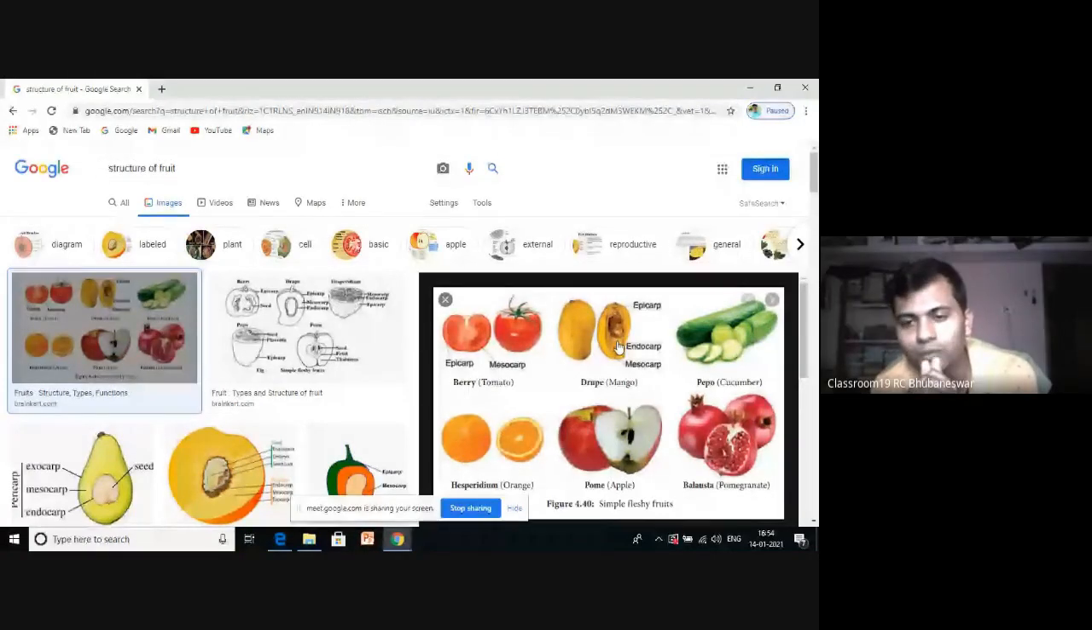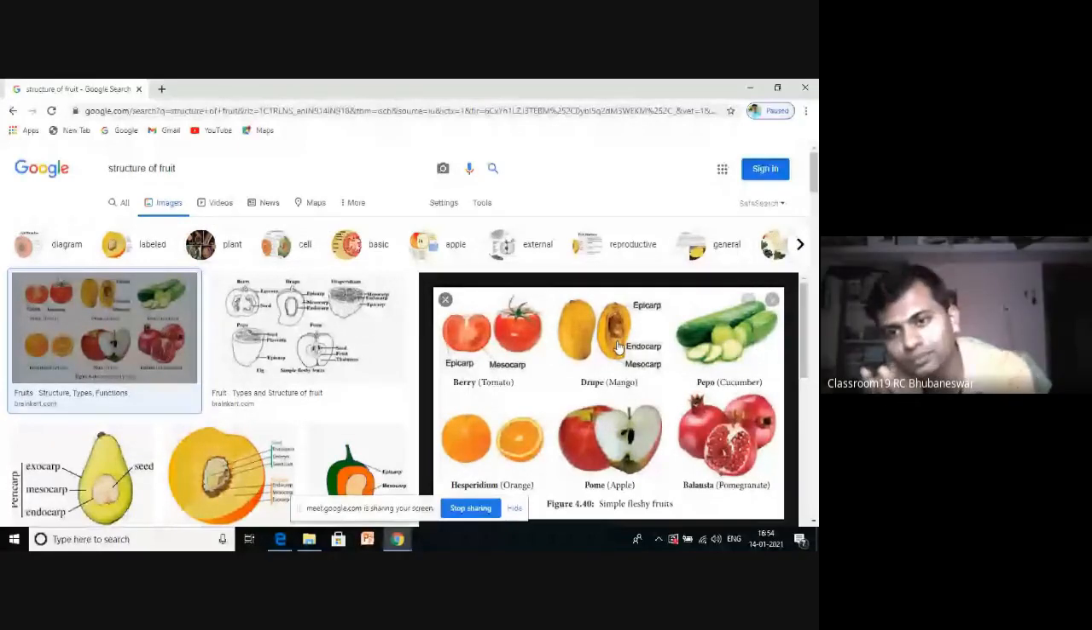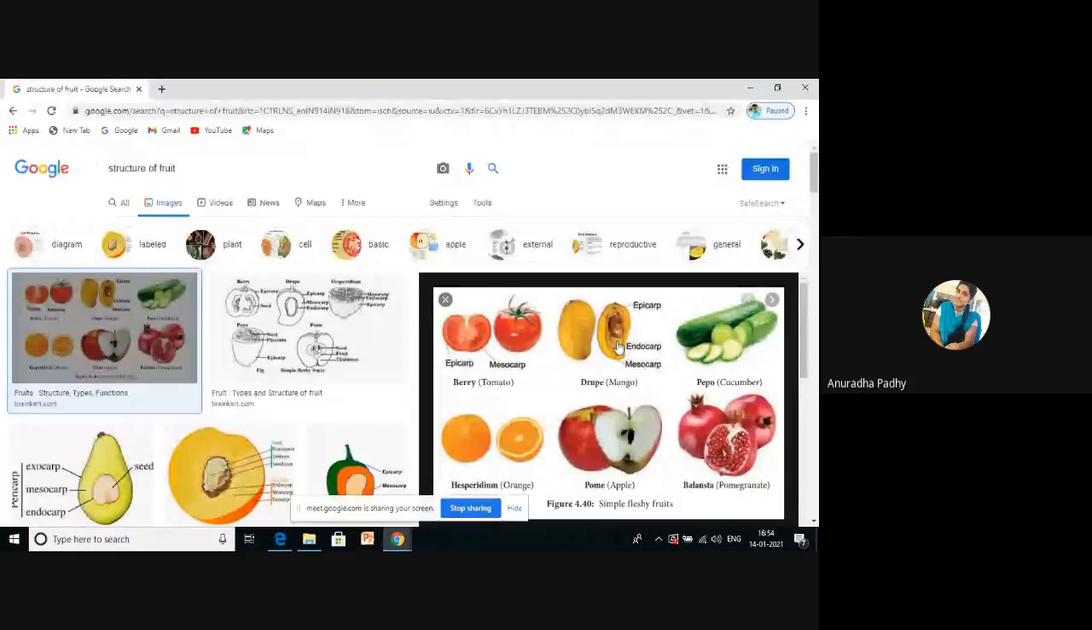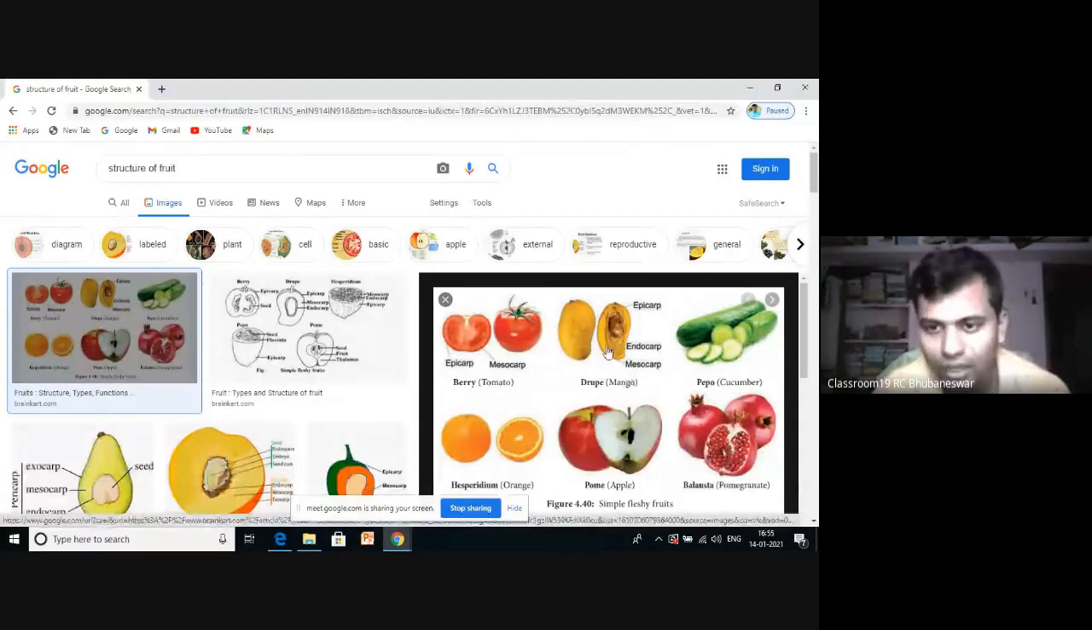The fruit wall has three layers: the outer epicarp, the mesocarp and the inner endocarp. Epicarp, mesocarp and endocarp are collectively called the pericarp. This type of mango is a type of fruit known as a drupe.